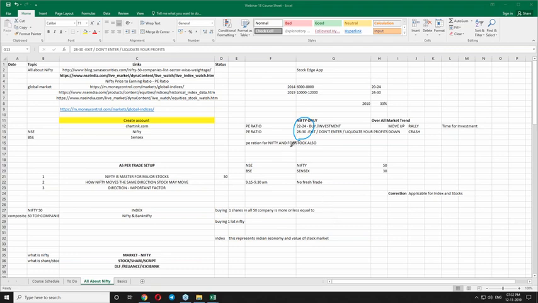But now how do we correlate this view with stocks? That is very important, right? I'll come to the explanation, Vijay.